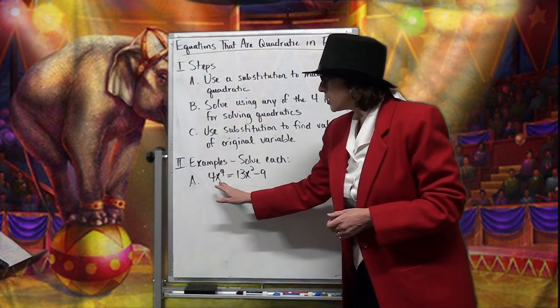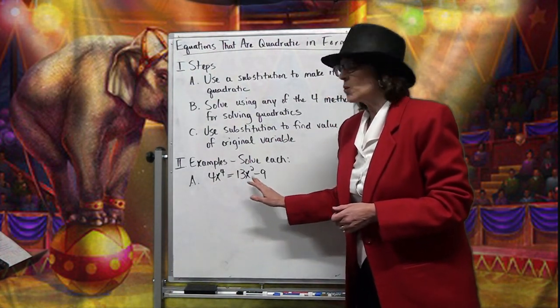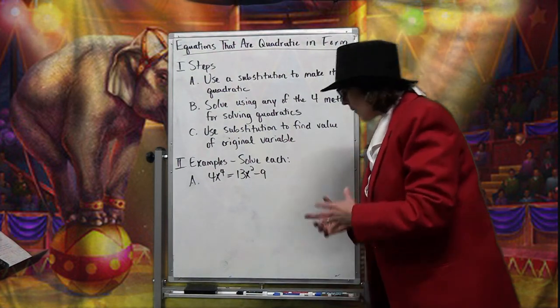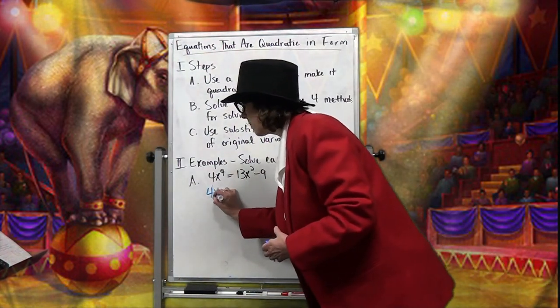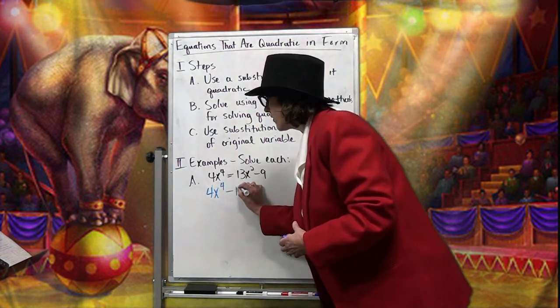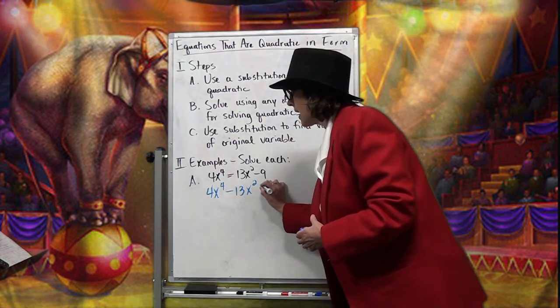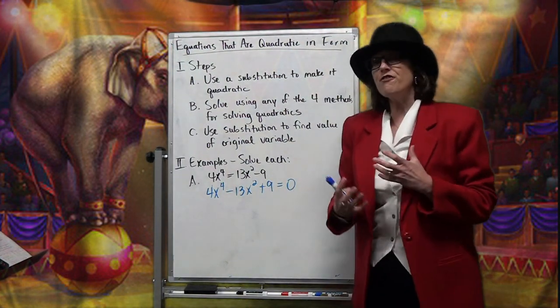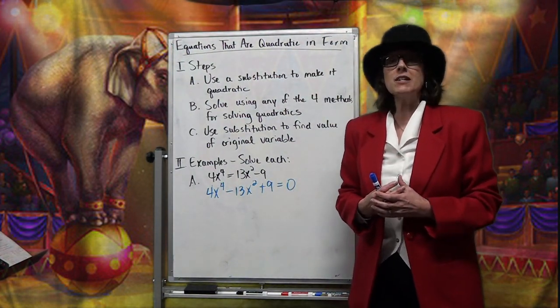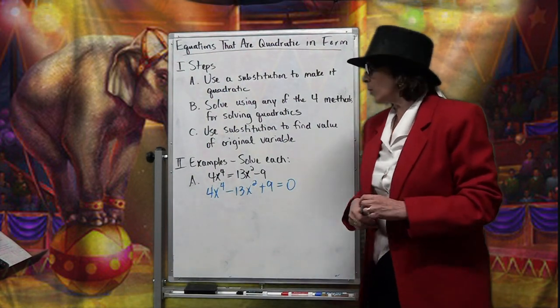I have 4x to the 4th power equals 13x squared minus 9. Now, if I slide everything over to one side, keeping my highest power positive, I'm going to subtract my 13x squared on this side, and add that 9 to get it equal to 0. This has the feeling of a quadratic, because an honest-to-goodness quadratic would look like this.